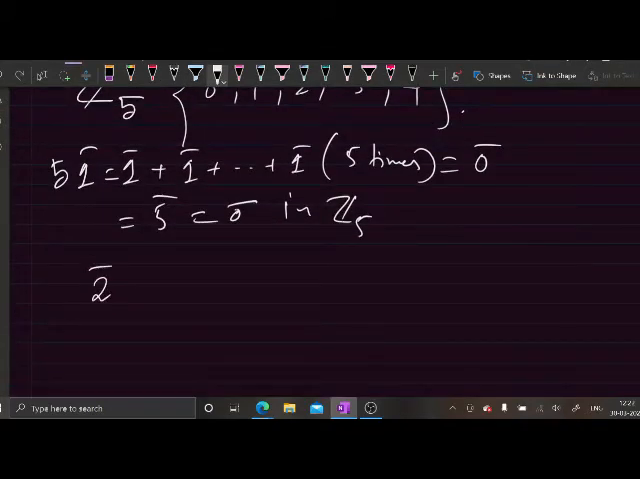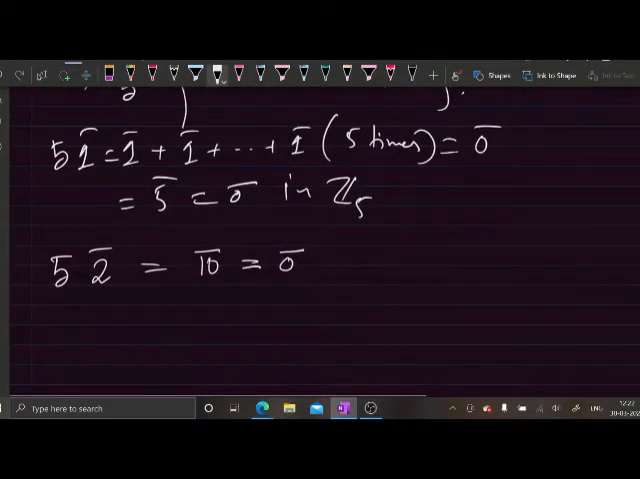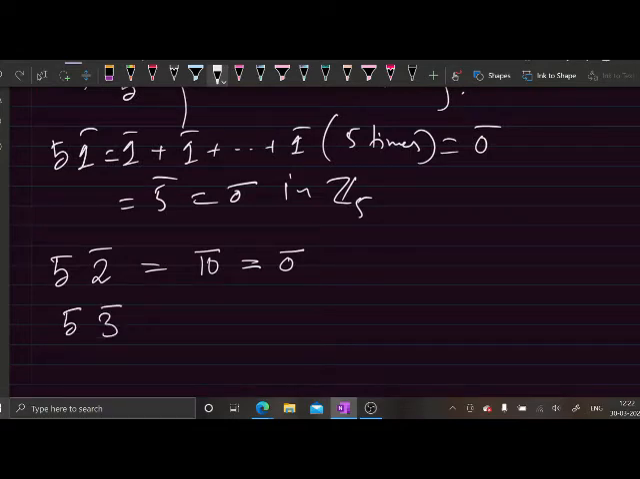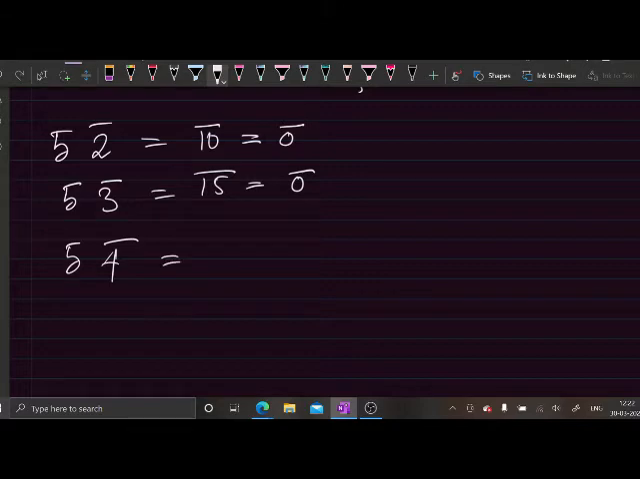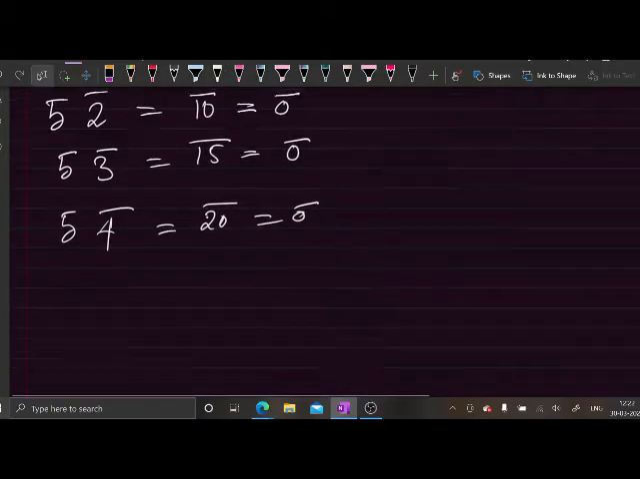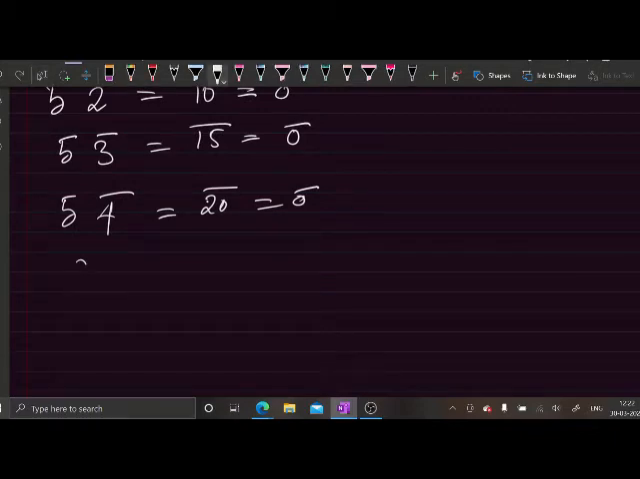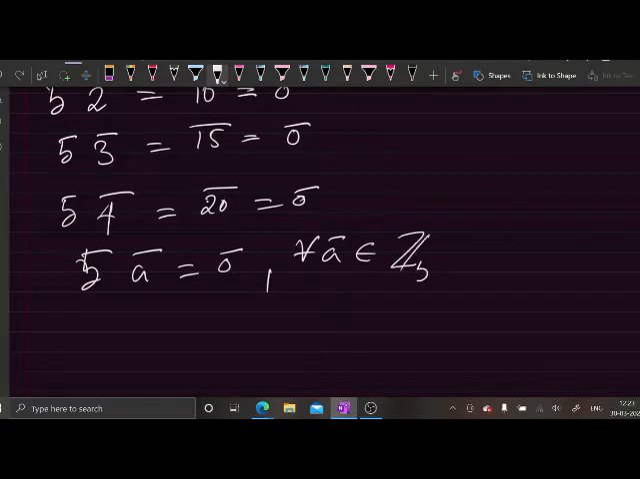Now if you take 2 class and you add 2 five times, then you will have 10 class, which is again 0 class. Now if you take 3 class and you add them 5 times, then it will be 15 class, and then again it is 0 class, because 5 divides 15. And if you take 4 class and add them 5 times, then it will be 20 class, and it is again 0 class. So therefore this 5 is a positive integer for which you can say that in Z5, 5a class is 0 class, and this is true for all a class belongs to Z5.